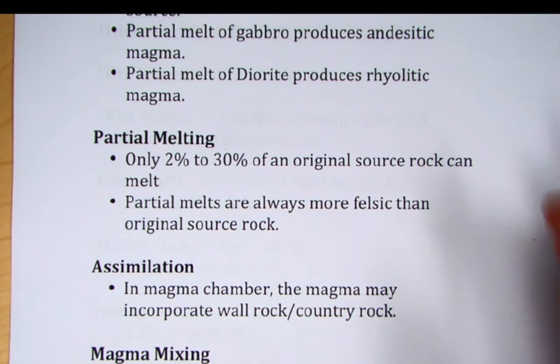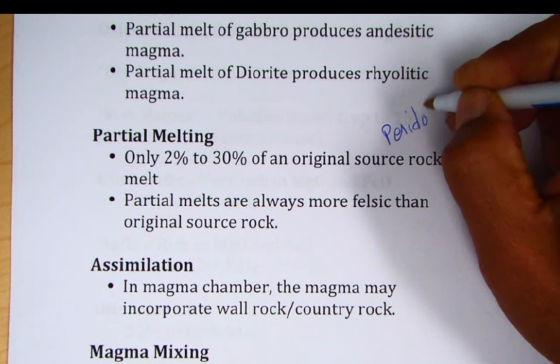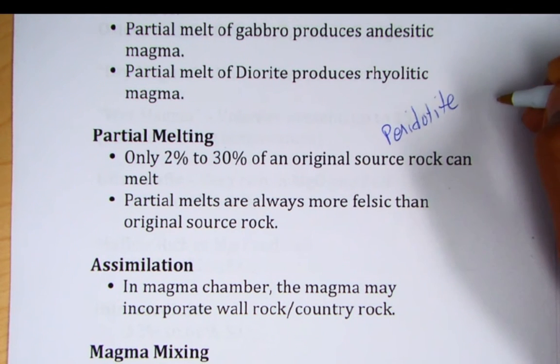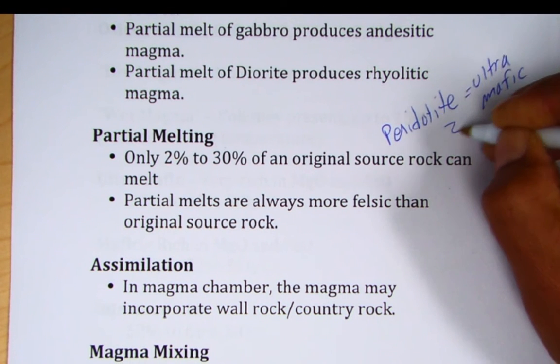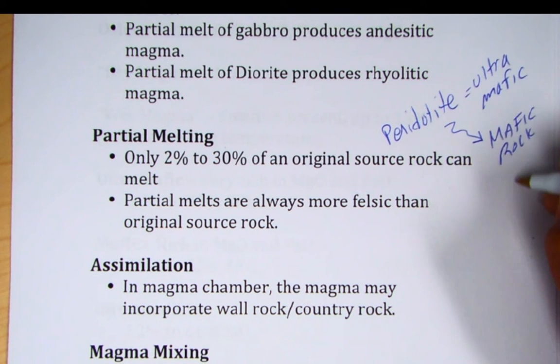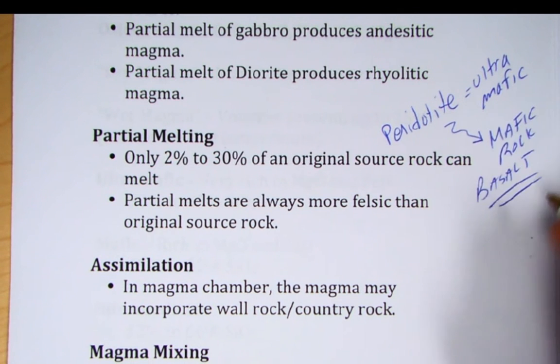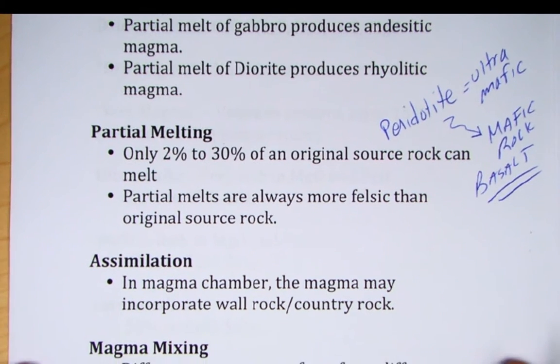Because remember, when we melt peridotite, remember peridotite is ultramafic. When you partially melt this, we produce mafic rock. And that mafic rock or mafic magma is basaltic or basalt. So that's kind of the clue right there. It's always going to be more felsic or less mafic than the source rock.